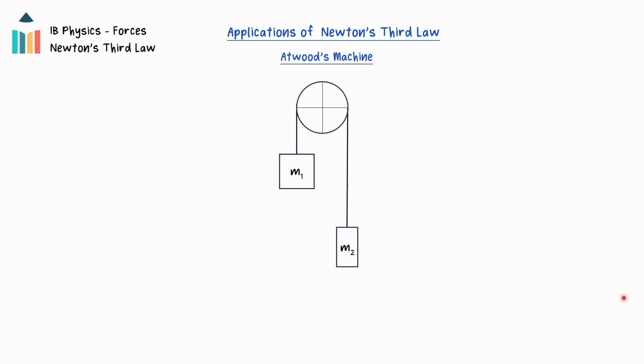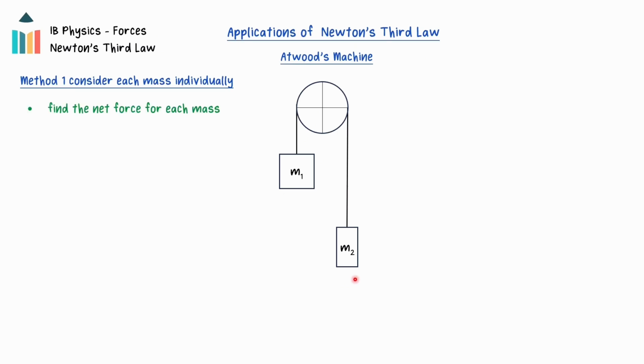Newton's third law can also be used to study more complicated systems, such as multiple connected masses. Atwood's machine is a common example where two masses are attached by a rope and suspended from a frictionless massless pulley. The masses are free to accelerate, with the larger mass moving downwards and the smaller mass moving upwards with the same acceleration. Let's consider the motion of each mass separately. And in this example, let's assume that mass 1 has a larger magnitude than mass 2.